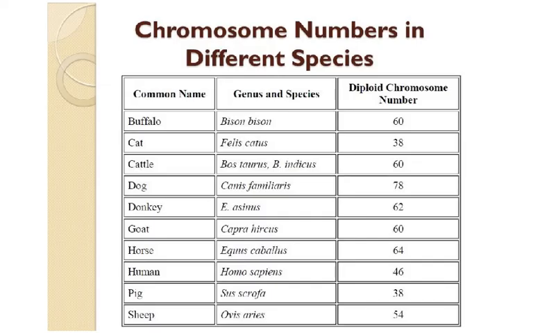So chromosome numbers in different species: buffalo 60, cat 38, cattle 60, dog 78, donkey 62, goat 60, sheep 54. Chromosome numbers are different for different species, and this is something you need to be very clear about. Don't think every organism has 46 chromosomes. They can vary. There are very small numbers and very large numbers as well.